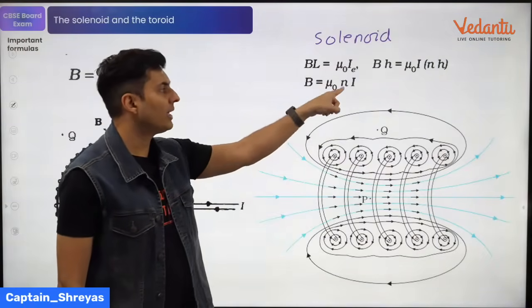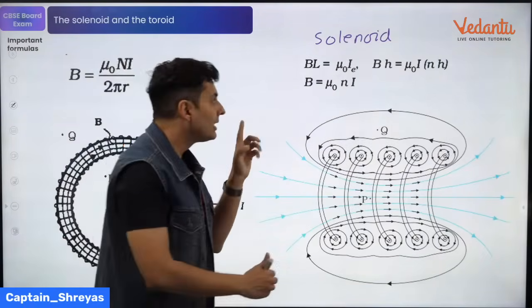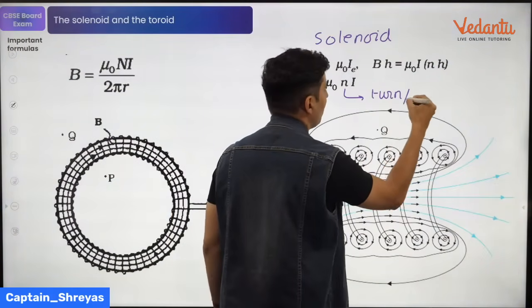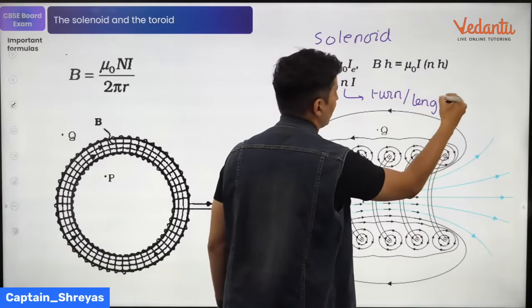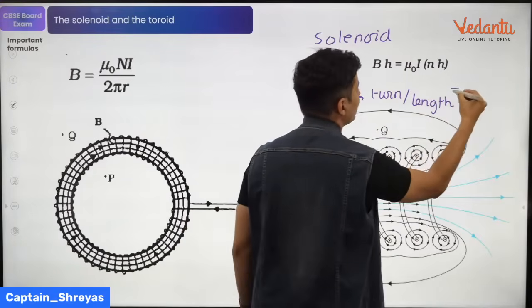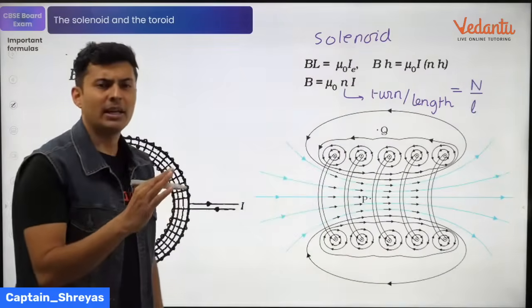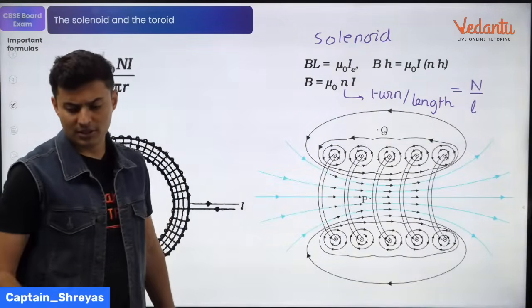That field is mu naught n into the current. This n, be careful, it is the number of turns per unit length. It's small n. So it is basically total turns upon total length. Usually capital N is used for total number of turns. Keep this in mind.